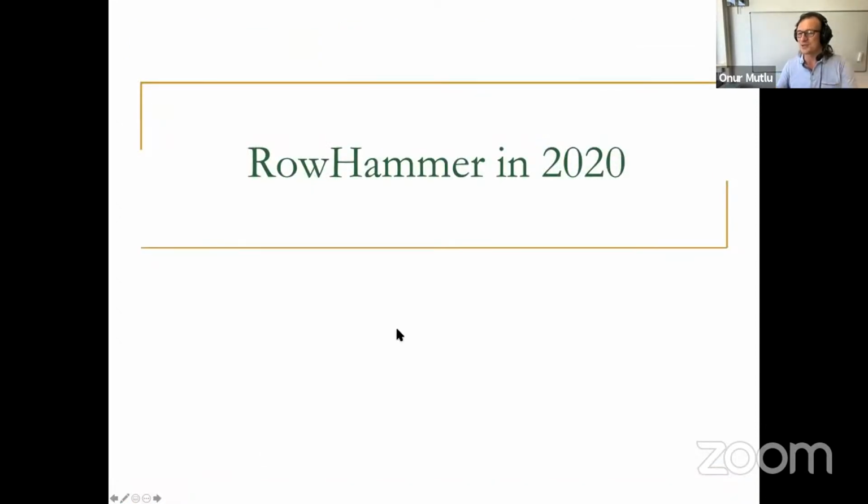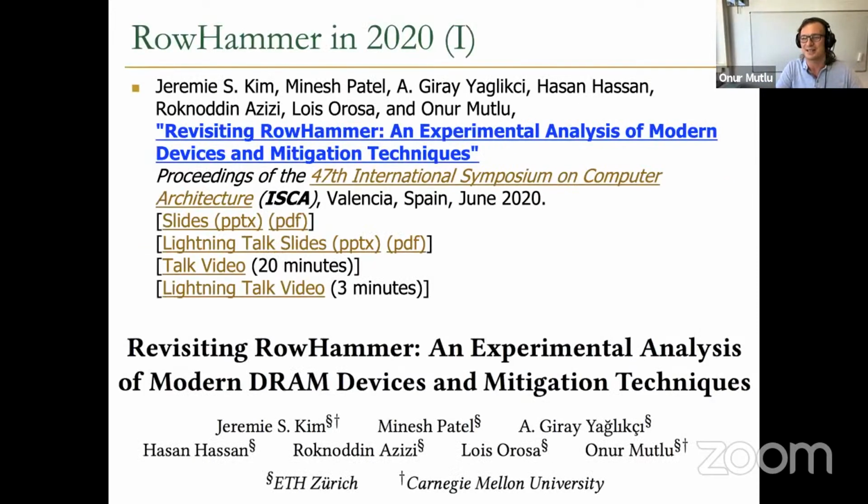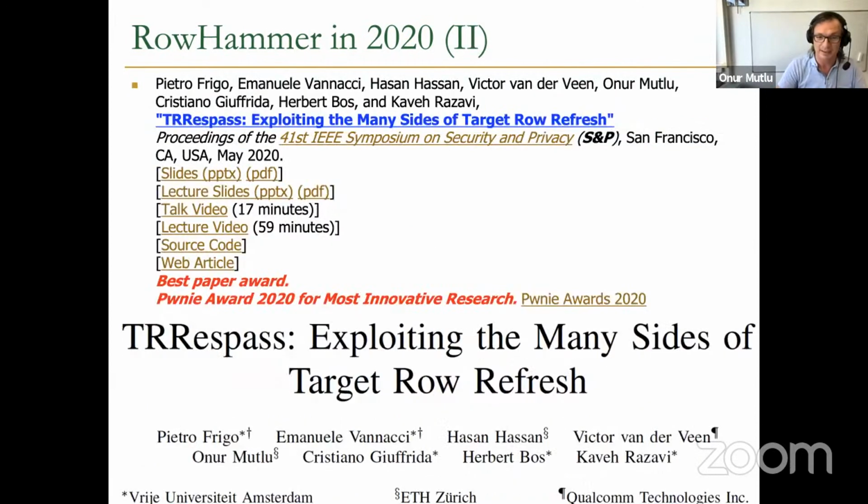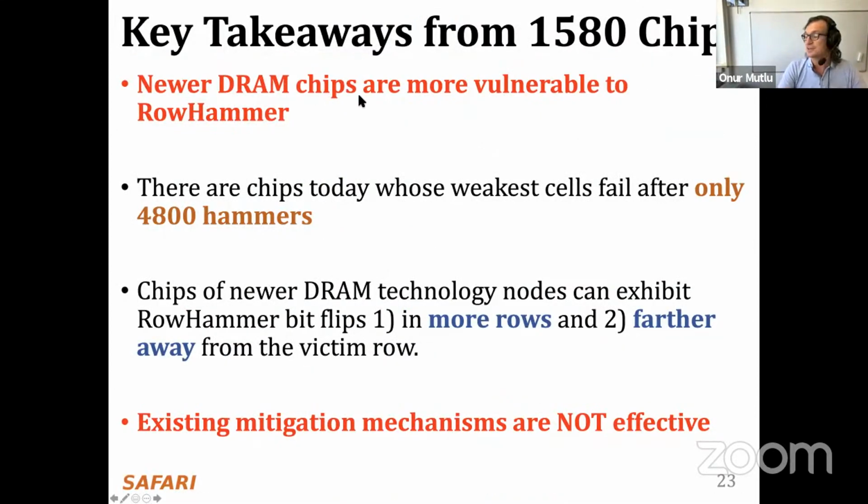Now that you're taking this course in 2021, you have the nice hindsight of what happened in 2020, right? This is a paper that we did to revisit RowHammer. And basically, we showed that RowHammer is getting much worse today. Newer chips, and many chips are vulnerable to RowHammer. Newer chips are much more vulnerable.